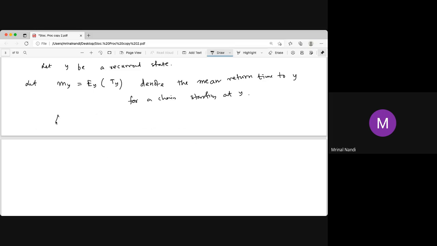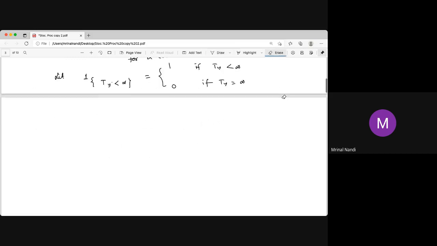Now again we have to take one more indicator random variable. Say that random variable is like that, taking value 0 or 1: 1 if this hitting time is finite, and 0 if the hitting time is infinite. Now there is an important result on that. So the theorem is this: let y be a recurrent state. We omit this proof.